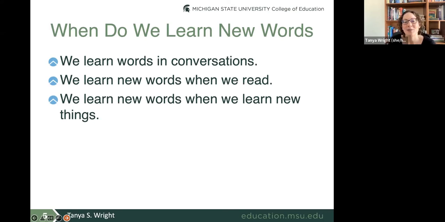We, of course, learn new words when we read. Texts are a wonderful place to encounter words, particularly words we may not use in our everyday oral language.